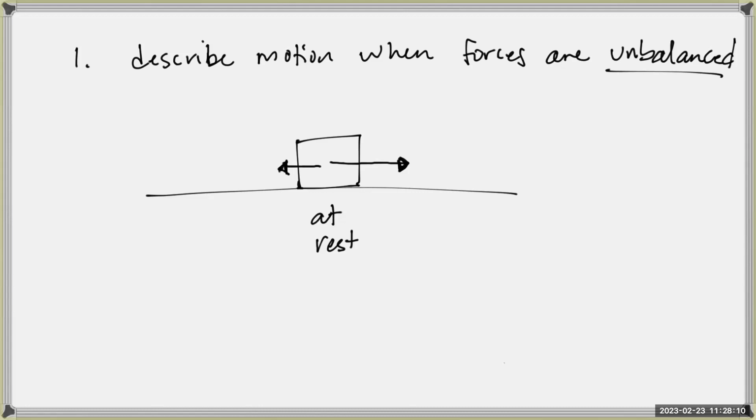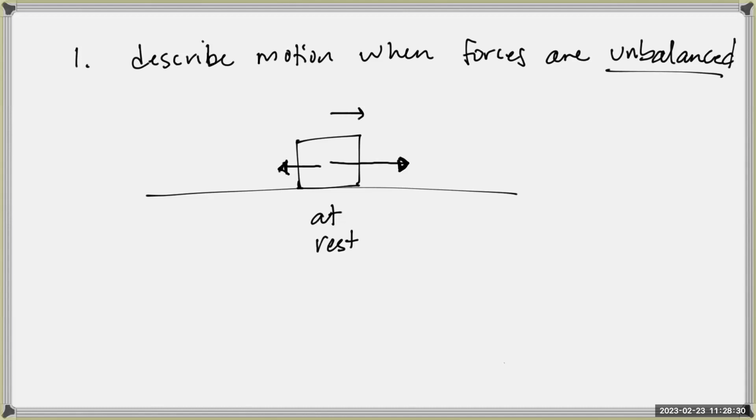Now let's make a prediction. What's going to happen when you are pulling and your friend is pulling in opposite directions, but also with different forces? Well, we're going to have movement happen. So you're pulling with a stronger force, and so overall the net force would move the box this direction. So the box will move.